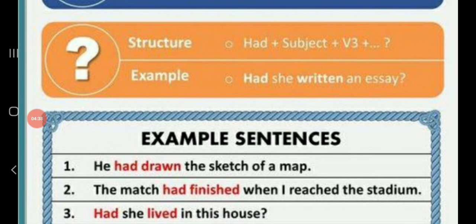Here the examples have been given, like he had drawn a sketch of a map. The man had finished when I reached the stadium. Had she lived in this house?